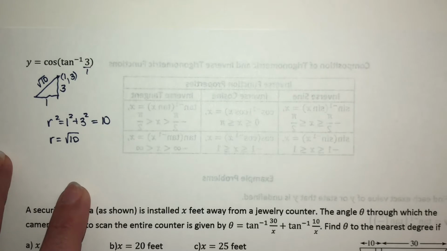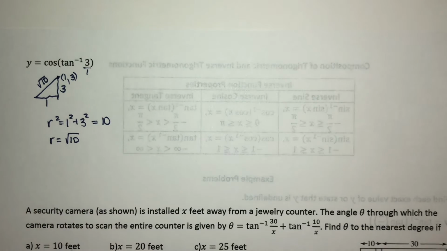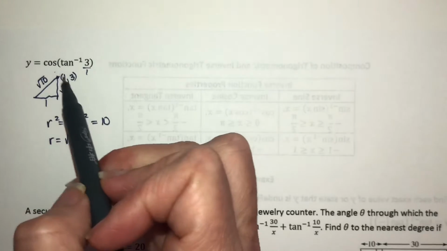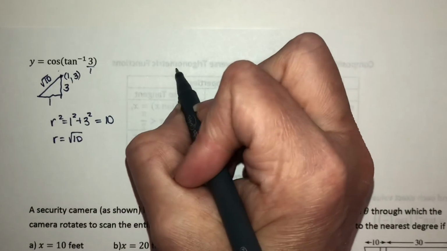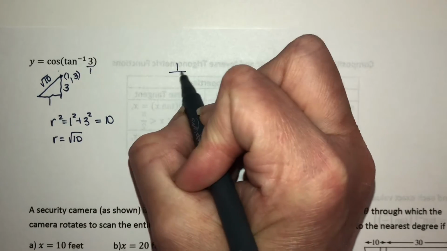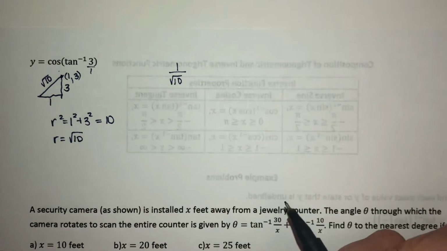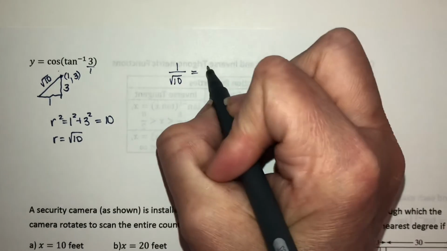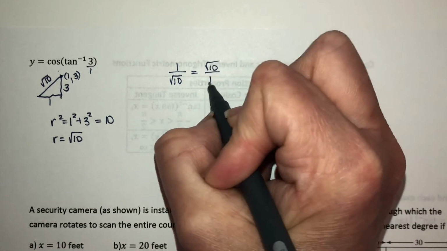Okay. Now, cosine is x over r. So the value we are looking for is 1 over the square root of 10, which they expect you to rationalize to the square root of 10 over 10.